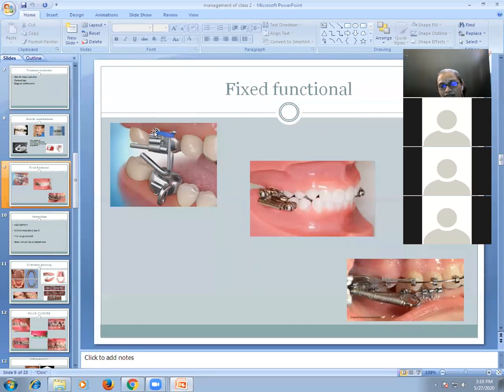For some examples, the Mara appliance, the Herbst appliance, and the fixed functional appliances, the forces appliance. So these are appliances which will forcefully pull the mandible forward to correct the molar relation, to correct the overjet and correct the overbite.